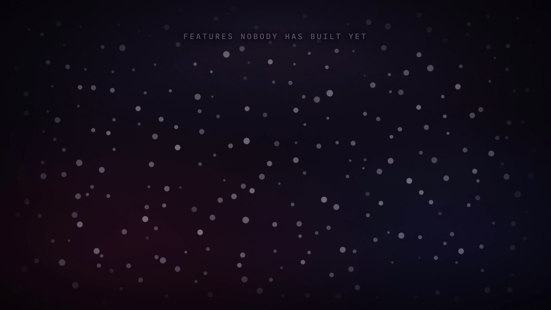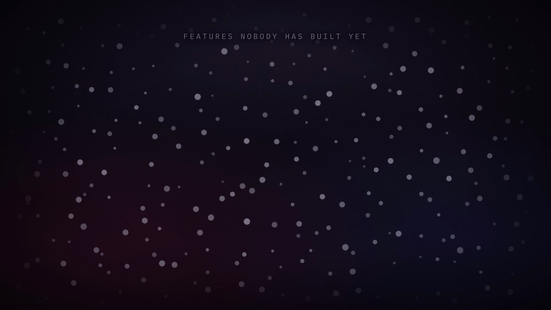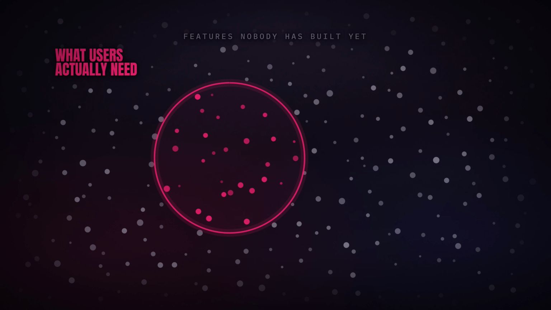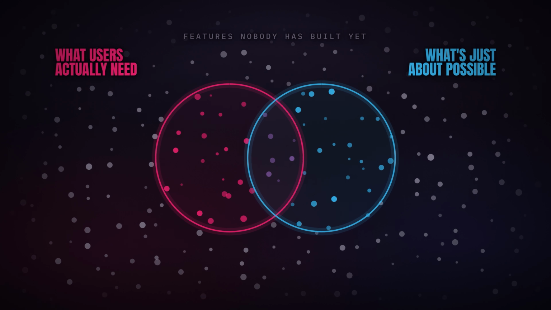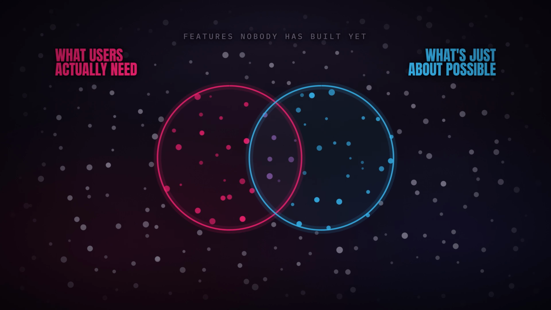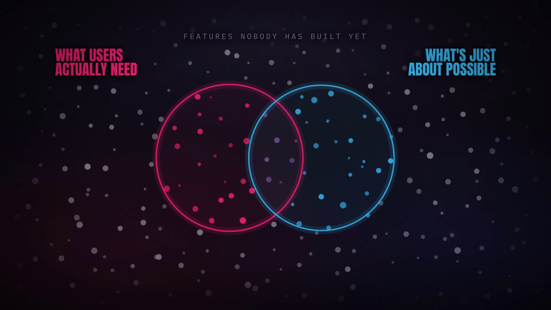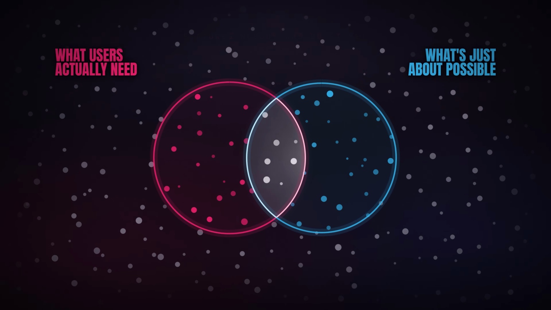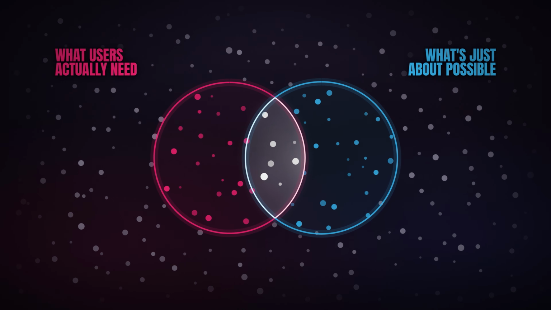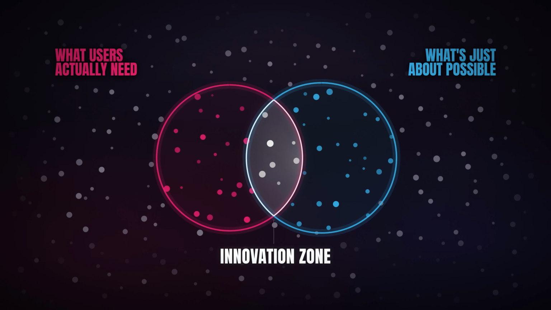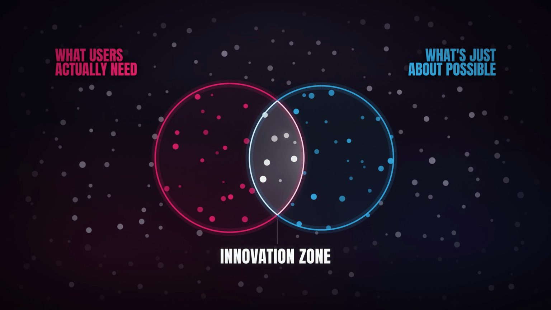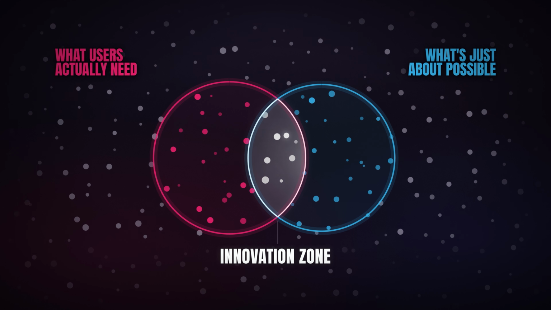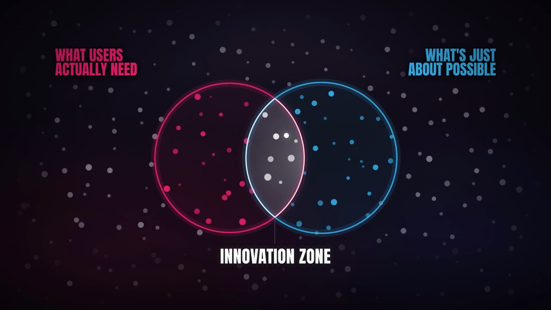Here's a simple way to think about it. These are all the features that no one has built yet. Some of them are things users actually need. Some of them are just about possible. Doesn't mean it's straightforward, but you could build them in a couple of weeks. That intersection in the middle is what I call the innovation zone. Once something ends up there, you either build it first or someone else will. And to be the first to build it, you need to be the first to see it.